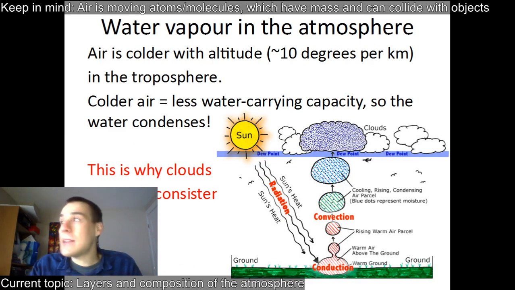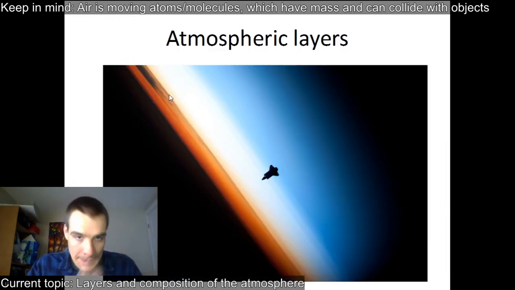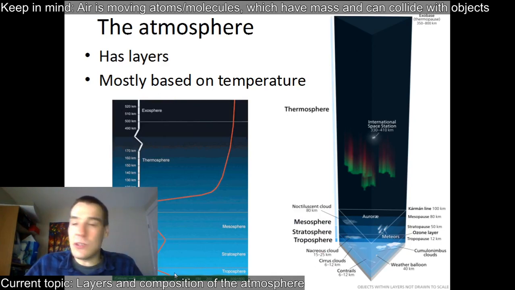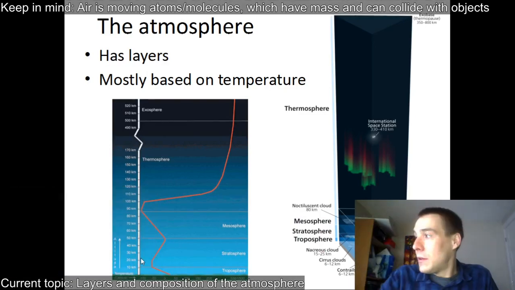This is also what creates clouds. Right? Air gets colder with altitude. We see that in the atmospheric layers. See how in the troposphere it gets colder with altitude. I'm going to bring my thing over. Troposphere, it gets colder with altitude.